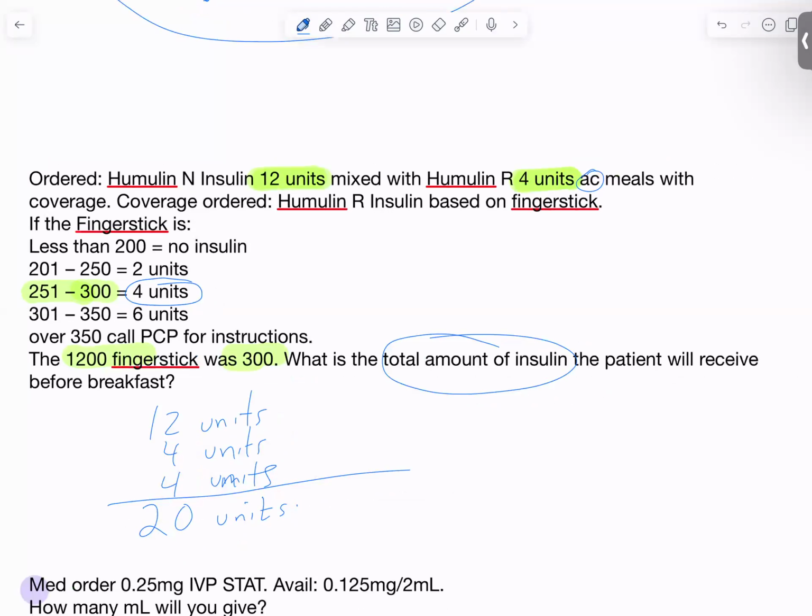Okay, so standing orders, standing coverage, 12 units and 4 units before meals, no problem. But then he ordered coverage for finger sticks based on the finger stick. And this patient's finger stick was 300, probably because he had a Hershey bar at bedtime. I don't know, but he did. His sugar was 300, so we're going to give him another 4 units. So 12 and 4 and 4 is a total of 20 units. Now that one is not worth losing 5 points on. Just go slow and take your time.